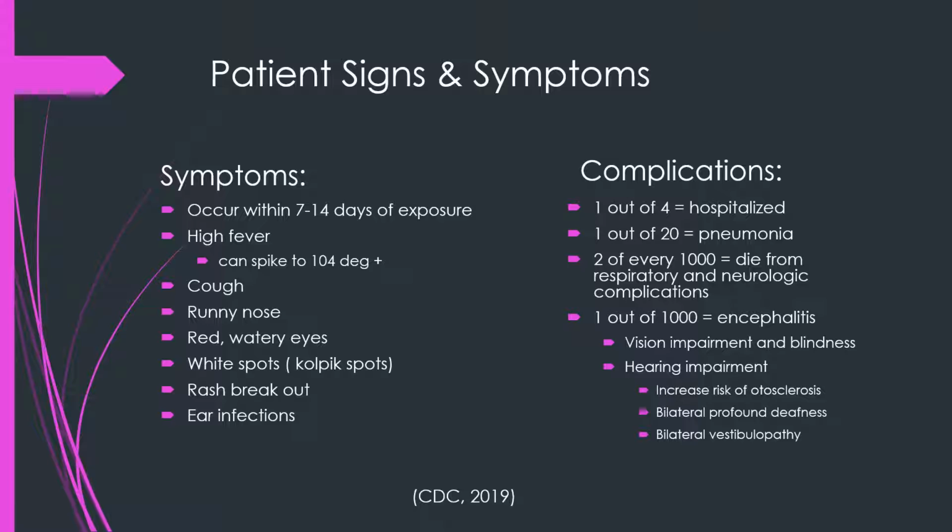So vision impairment, blindness, and hearing impairment can occur. There's an increased risk of otosclerosis with having measles. The type of hearing impairment would be bilateral profound deafness, and there's also bilateral vestibulopathy, so bilateral weakness.